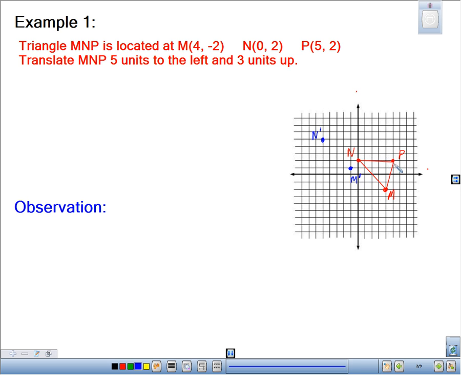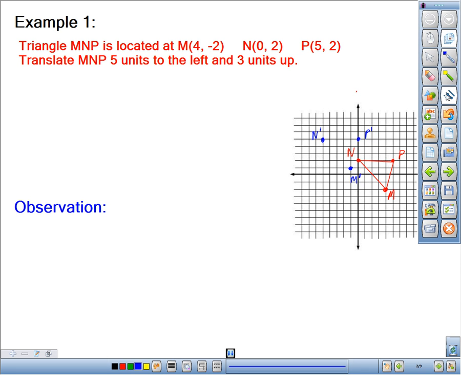Then we'll do the same thing for point P. So again, if I go 5 units left, 3 units up, we end up right here at P prime. Go in real quick and we'll draw in our sides.